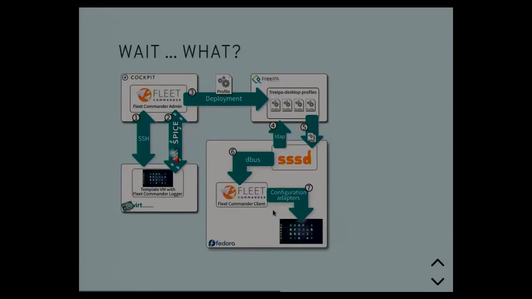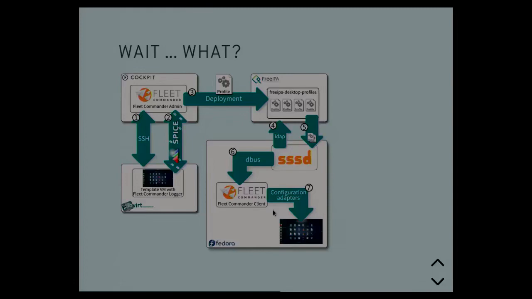The logger is all the time checking the changes in the configuration in dconf in several places, depending on the kind of settings you are trying to log. That information is sent using Spice directly to the Fleet Commander admin. When you click on the review button, you have the list of all the changes that the logger was reporting. You just select them, and when you click Save profile, that information is stored in the FreeIPA Desktop Profiles plugin that is written specifically by Alexander Bokovoy for FreeIPA. This is what happens pretty much on the master side and on the virtual machine.